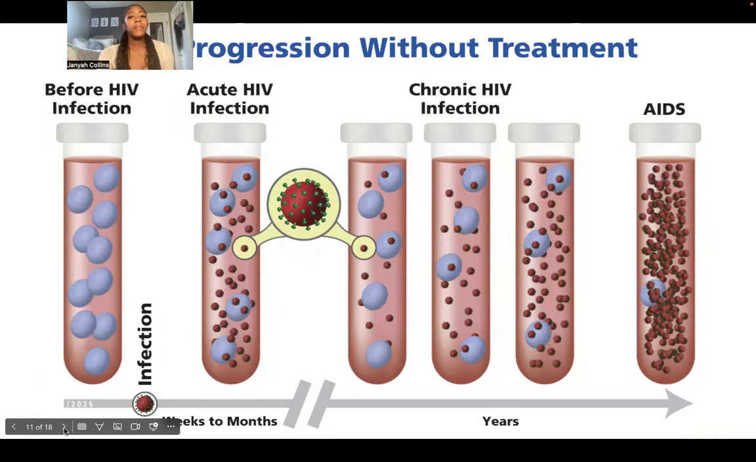So right here, I do have a picture of what it looks like if somebody was to have HIV and they don't get it treated. Before, you see nice and healthy white blood cells, and then right here, once you get to the acute stage, you do have more and more, and then once you get to AIDS, it's just severely damaged and weakened our immune system.